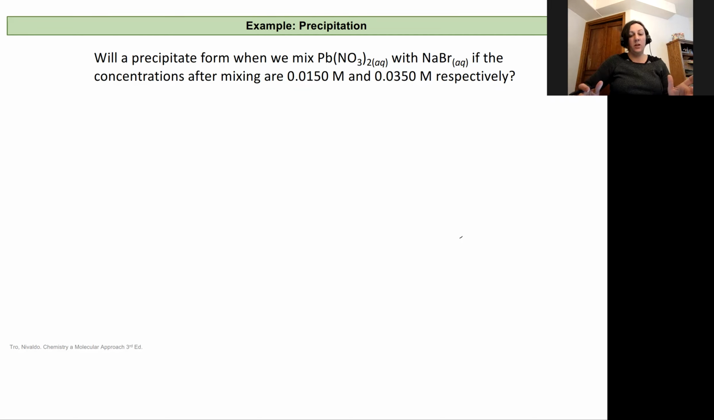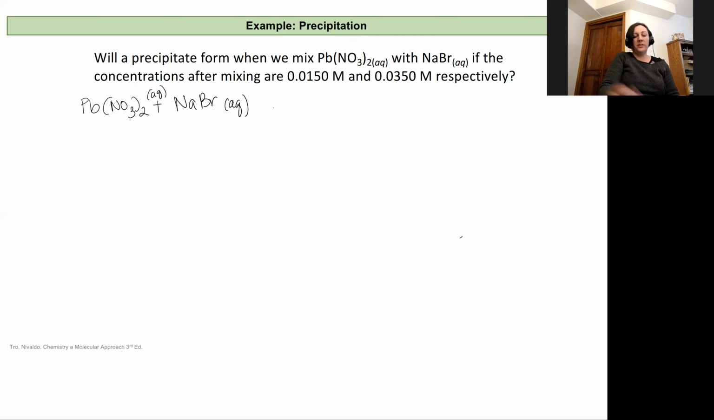In this video, we're going to walk through an example of deciding if a precipitate will form given the concentrations of the things we are mixing together. So in this case, we're mixing lead nitrate and sodium bromide. Now, if we were to bring these together, we know they're both aqueous. So Pb(NO3)2, our sodium bromide.